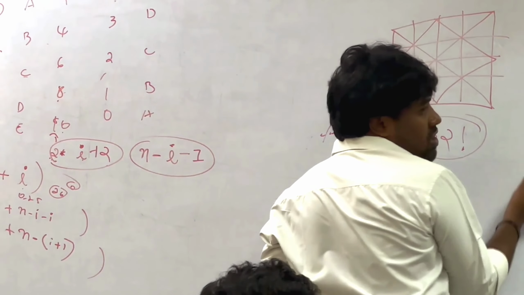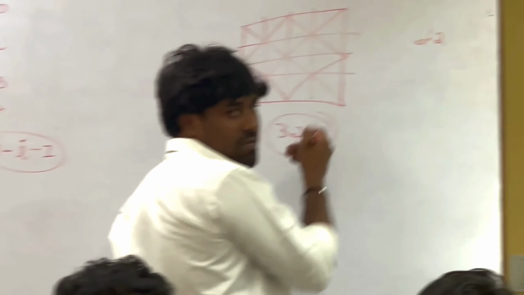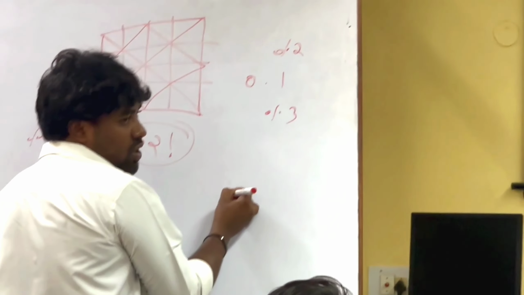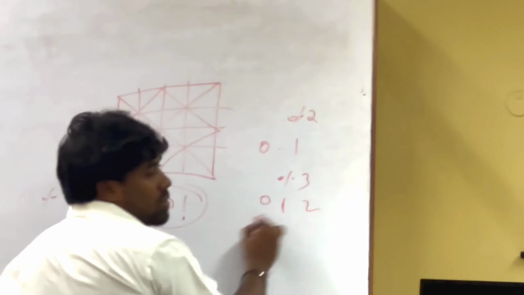Modulus of 2. What is the outcome you will come with? You will come with only 0 and 1. You tell modulus of 3, what will come? What is the outcome? 0, 1, 2. That's all it will come.